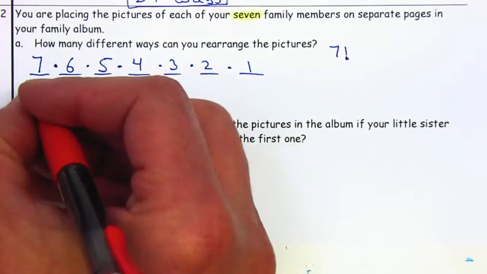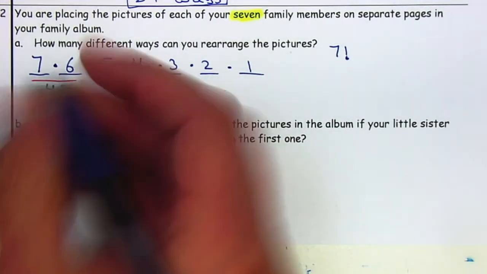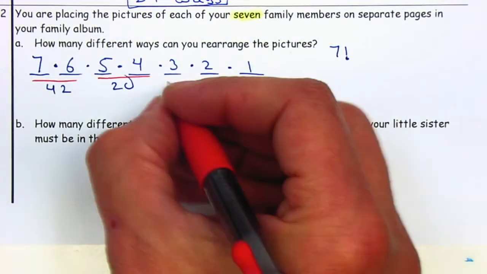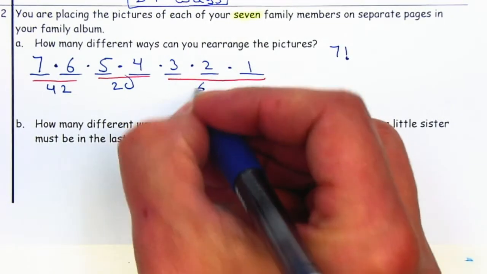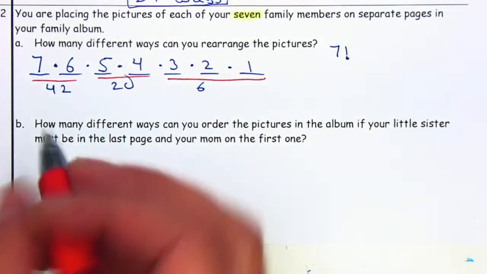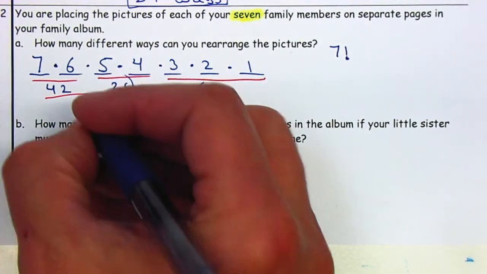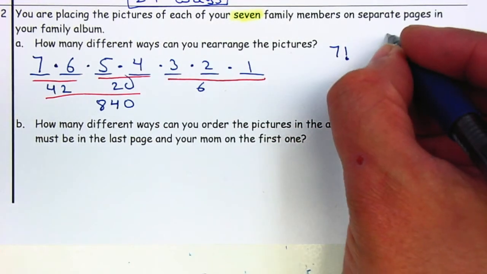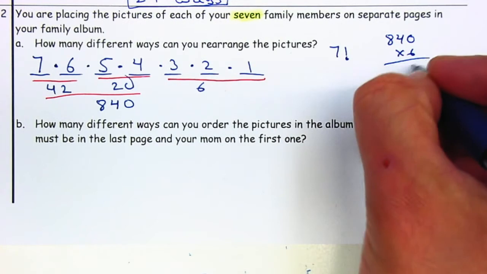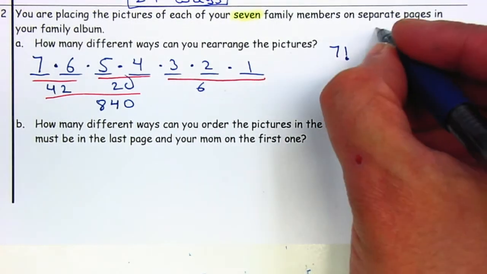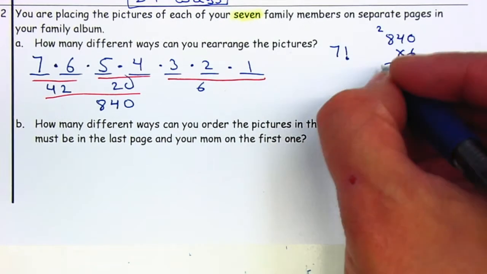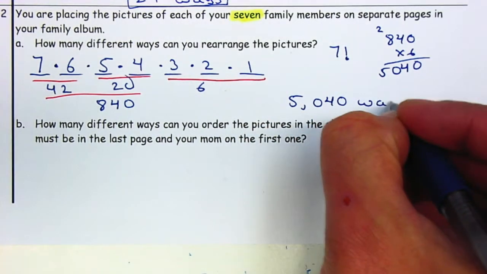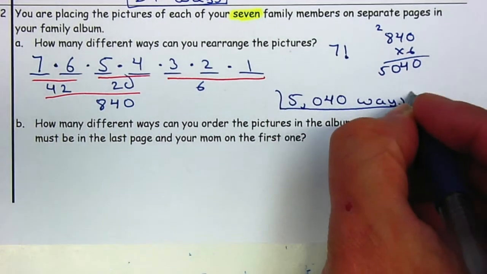So let's go and multiply it out. That gives me 42. That gives me 20. And 3 times 2 times 1 will give me 6. I'll multiply those two out. That gives me 84, and then I add 0. 840, and multiply by 6, I'm going to multiply on the side. 840 multiplied by 6, that gives me 0. 24, carry 2. 48, and 2 is 50. So it's a total of 5,040 ways that you can rearrange those pictures in your album.